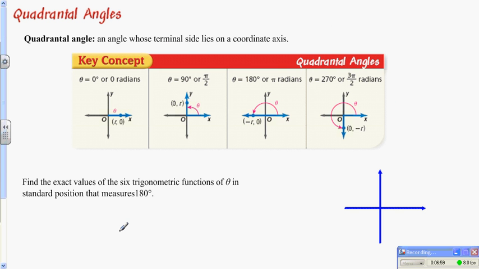Now what if our terminal side doesn't land in a quadrant but lands on an axis? This presents an interesting problem, and hence we're going to look at the coordinates to figure this out. If it says that it's in standard position, it has a vertex at the origin, and it measures 180 degrees, that means it's going to be out here somewhere. We don't know how long it is, so I'm going to make this coordinate an unknown, but I do know that since it's on the x-axis, my y is 0.